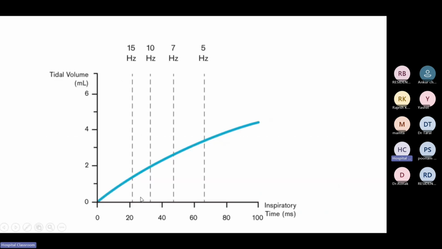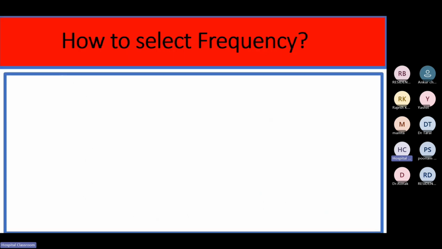If you have a look at this figure, if you are using a frequency of 5 hertz, the tidal volume delivered will be somewhere around 3. If I'm using a frequency of 10 hertz, the tidal volume I'm delivering is just 2. And if I increase it to 15, my tidal volume delivered will be 1. Ultimately, we all know that gas exchange depends on the tidal volume delivered. So if I increase the frequency, the tidal volume delivered will decrease, you have less time available for gas exchange, and your CO2 will increase in high frequency ventilation. So it is actually the reverse of what happens in conventional ventilation.